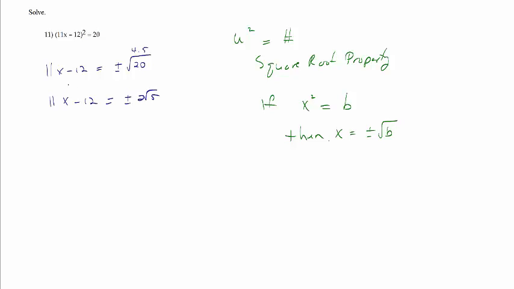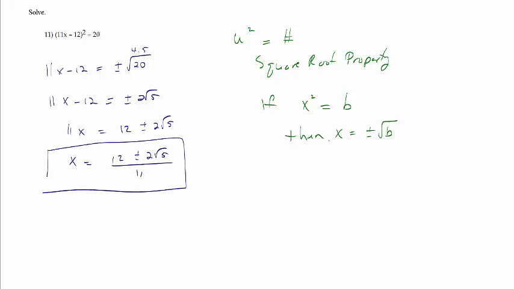And then I will bring the 12 over, so I'm adding 12 to both sides. And again, since these are not like terms, I cannot combine the 12 and the 2 square root of 5. So I'm going to write it as 12 plus or minus 2 square root of 5. And then dividing by the 11, I get 12 plus or minus 2 square root of 5, all over 11.